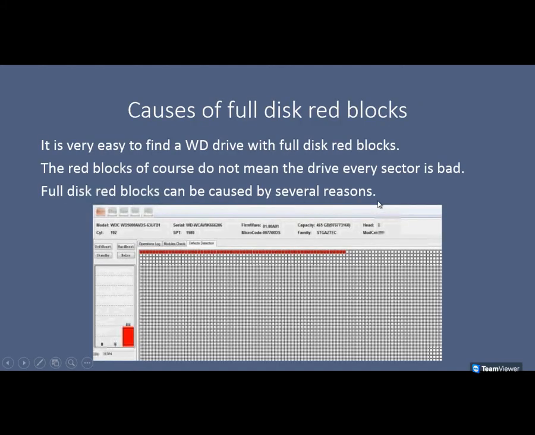So here we have a WD drive with full disk red blocks. If you scan the drive, all the blocks will show red. So this is a very common problem. But these problems can be caused by several reasons.